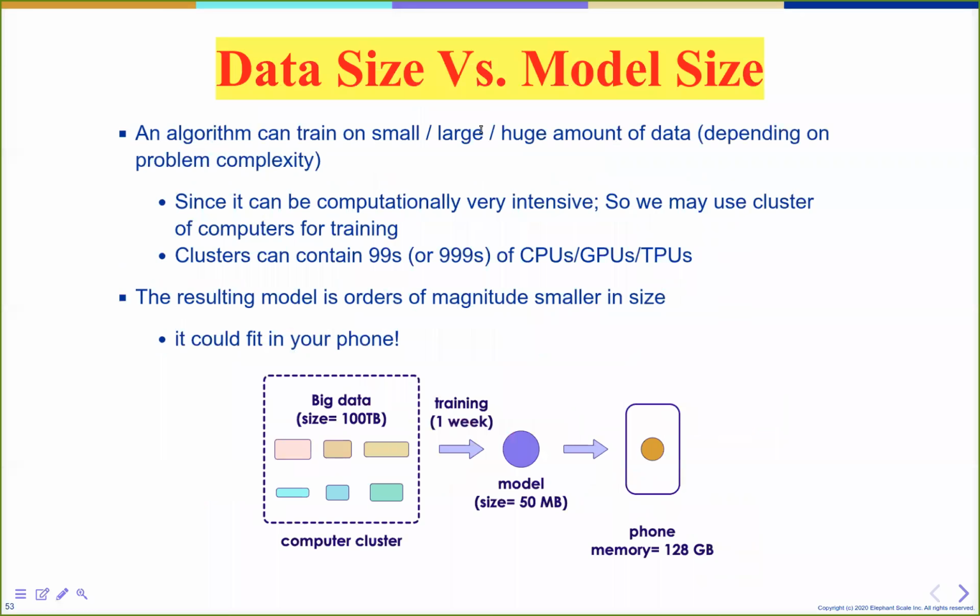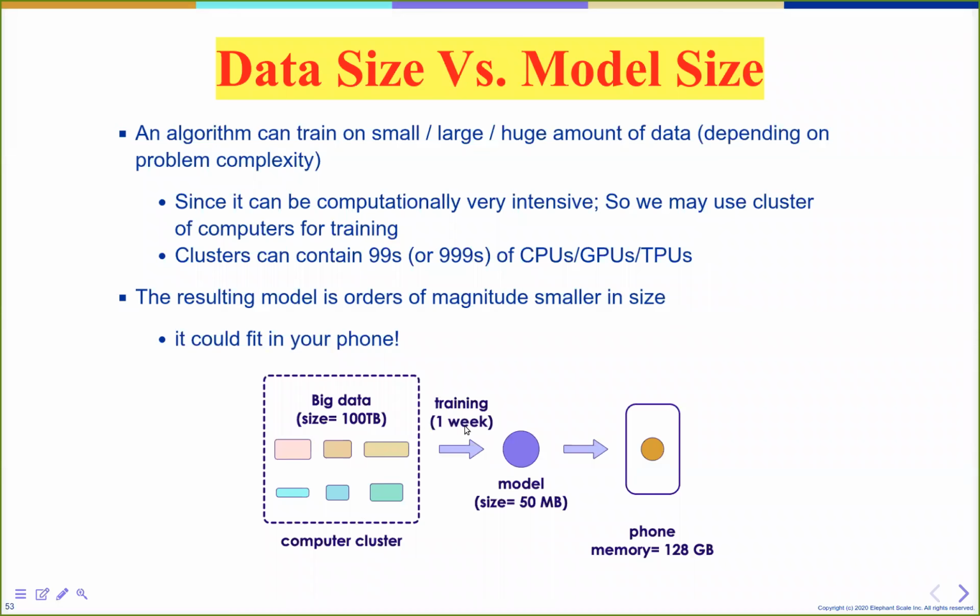There is a lot of misconception around this one, so that's why I want to explain it. Let's say I'm writing a model to do face recognition. I'm training on a massive amount of data. Let's say my data is 100 terabytes, so I have a massive cluster I'm training this on.